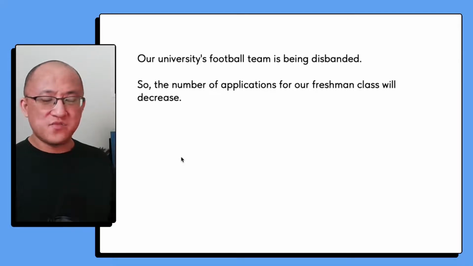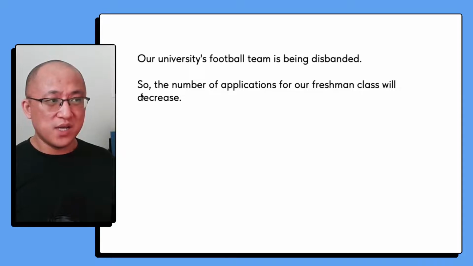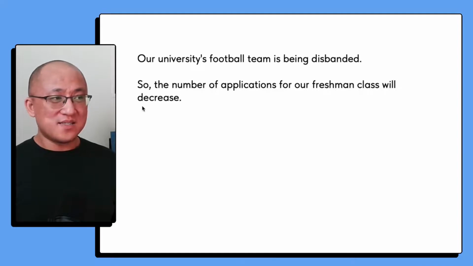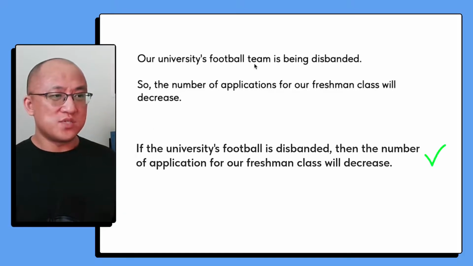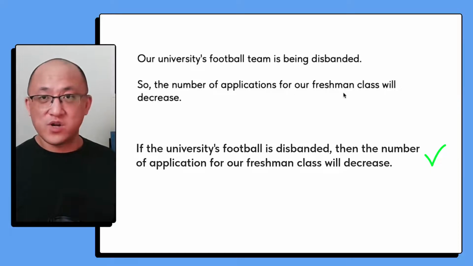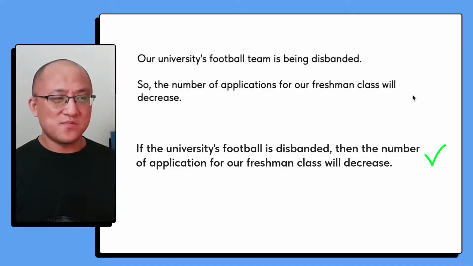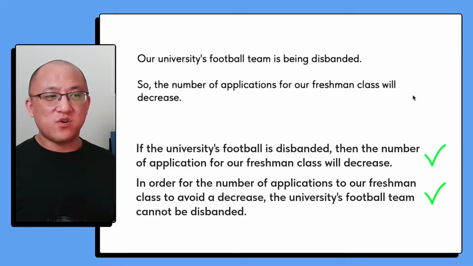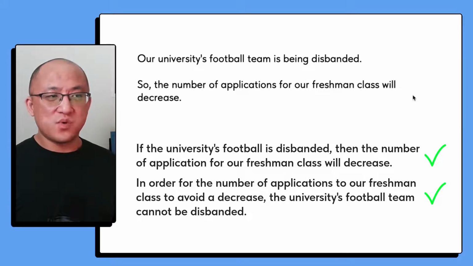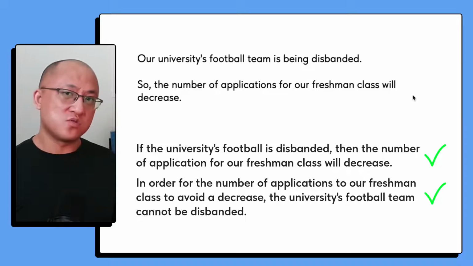So if we're doing a sufficient assumption problem here, where I'm trying to guarantee that this conclusion is true, if this is the extent of the argument, then the answer is going to say something like, if our university's football team is being disbanded, then the number of applications for our freshman class will decrease. Or it will be the contrapositive of that. It might say something like, in order to have our freshman class applications not decrease, our university football team cannot be disbanded. That might be something the correct answer would say.